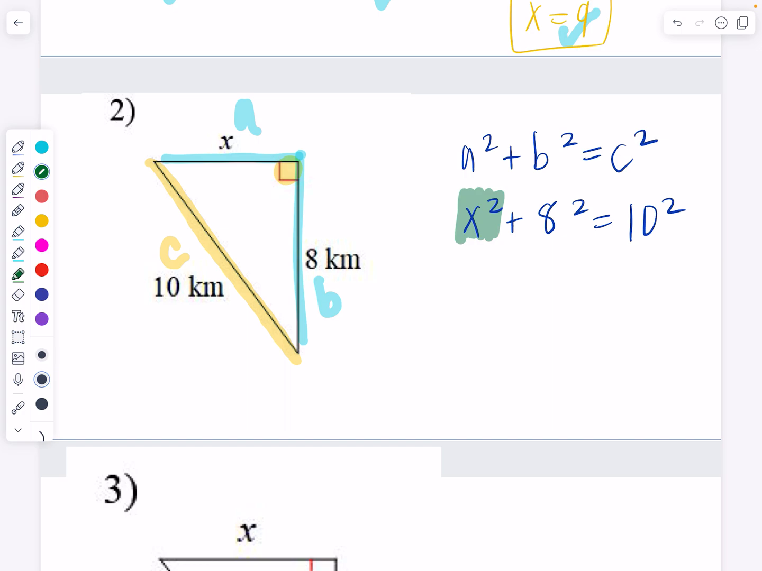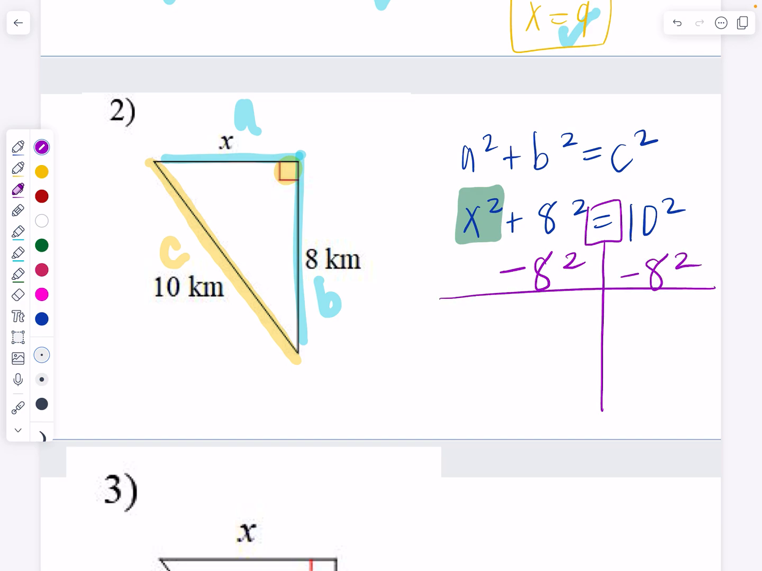What we're going to do is move everything else to the other side of that equal sign. So here's my equal sign. How do I move? What's the opposite of plus 8 squared? The inverse is going to be minus 8 squared. So minus 8 squared, minus 8 squared. And you end up getting x squared is equal to, typed into your calculator, 10 squared minus 8 squared is going to give me 36.